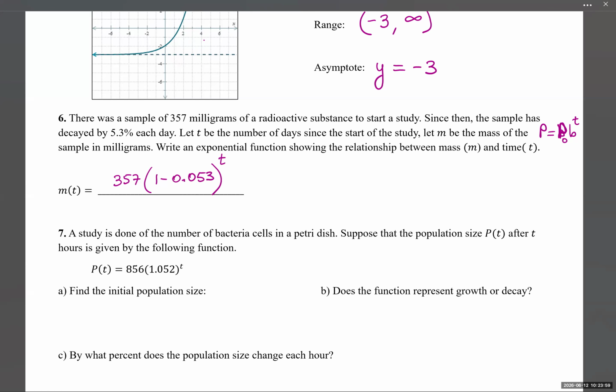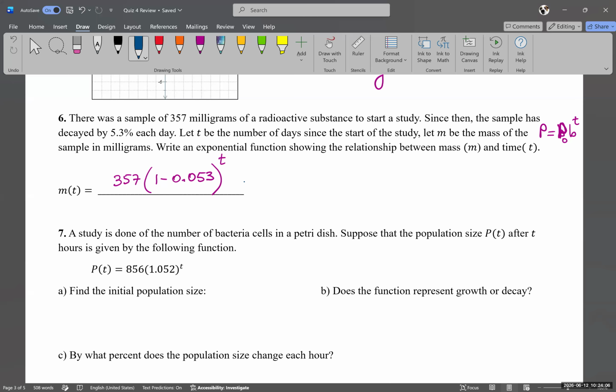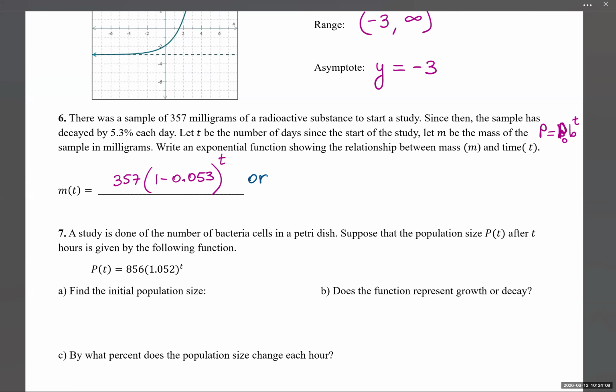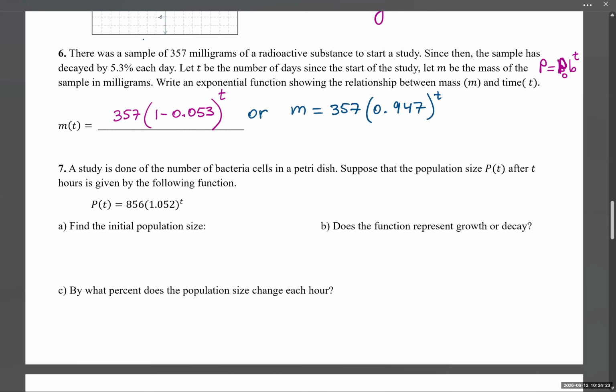But if we wanted to show it in a simplified form, we can do so by just rewriting the thing inside the parentheses. So this is an or, you don't have to do both. M equals 357, and then just do the calculations inside the parentheses, 0.947 to the power t. Either answer is correct.